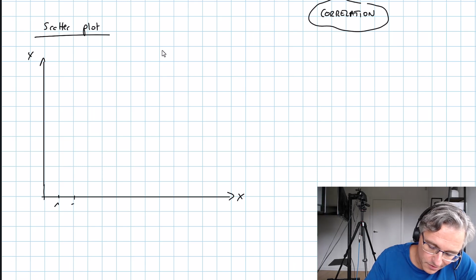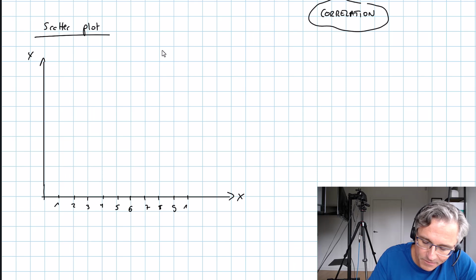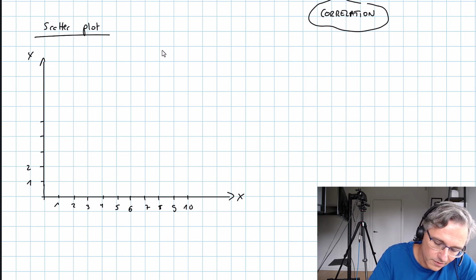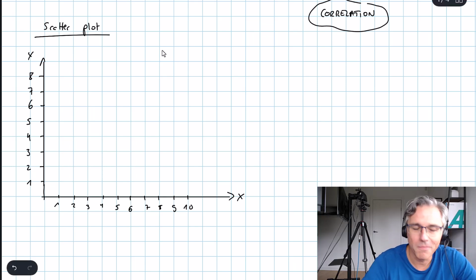On the x-axis, this is 1, 2, 3, 4, 5, 6, 7, 8, 9, 10, and so on. You get the idea. And on the y-axis, I'm going to have the same 1, 2, 3, 4, 5, 6, 7, 8. I don't think I need any more than this. And I'm just going to make up some numbers, right?